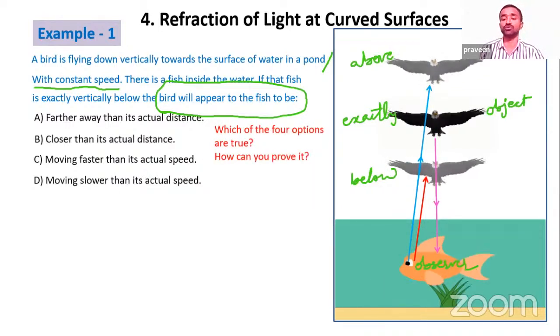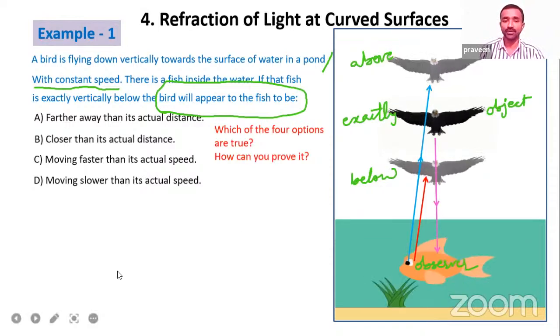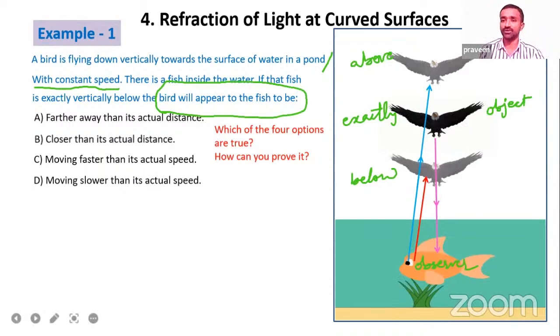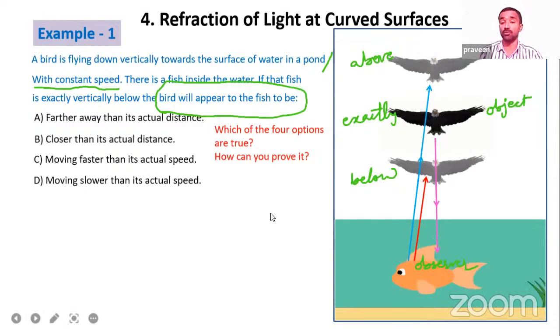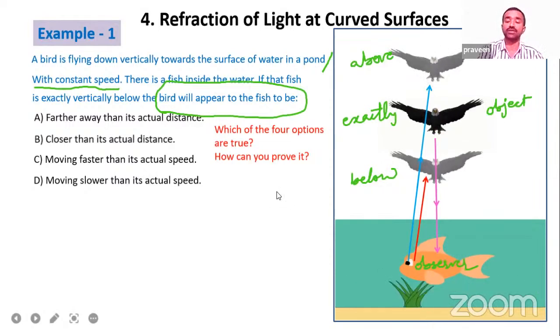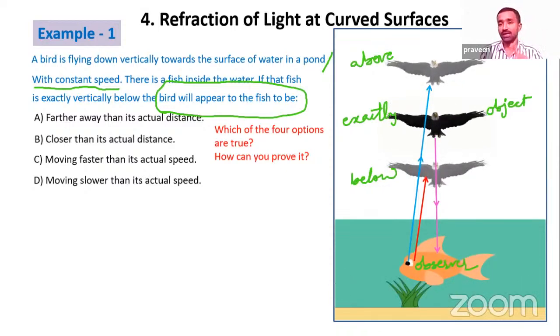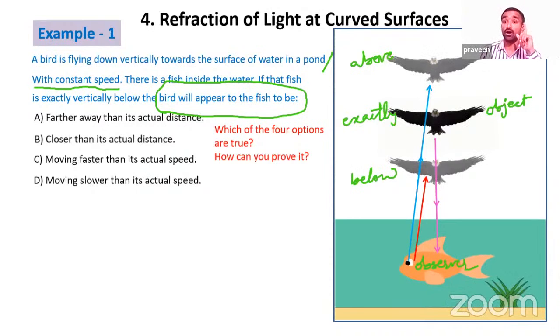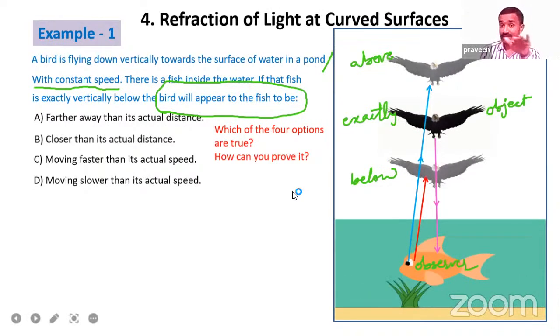Then how to prove that? Let us prove it. We can prove it using the curved surface formula, but apply that formula to the plane surface, because the water body is a plane surface. Before going to that formula, I will take the original object distance.